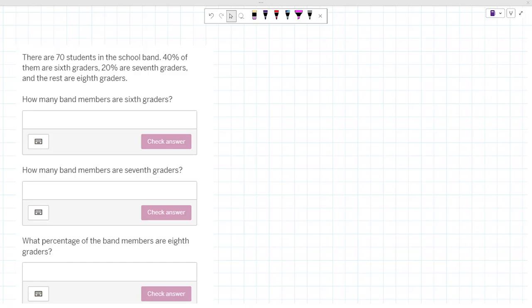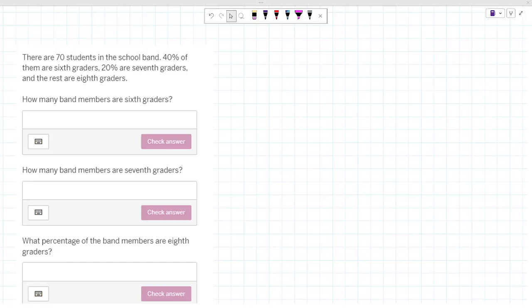So it says there are 70 students in the school band. 40% of them are 6th graders, 20% are 7th graders, and the rest are 8th graders. First it asks, how many band members are 6th graders? Then it asks, how many band members are 7th graders? And finally, what percentage of the band members are 8th graders?